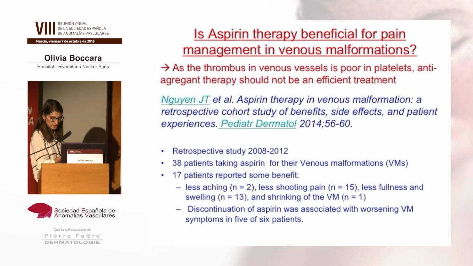A question also remains about aspirin therapy. In my opinion, there is not a great interest of aspirin therapy in the treatment of venous malformation. As we saw before, the thrombus in venous vessels is related to coagulation factors activation, and the platelets are almost not involved in the thrombus generation. So it is not logical to use aspirin in venous malformation.